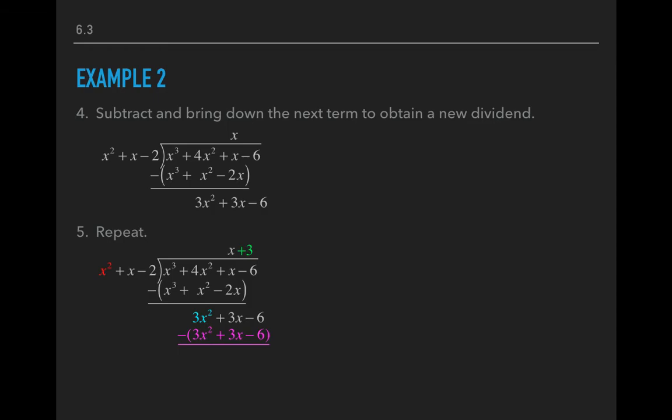3 minus 3 is 0. 3 minus 3 is 0. And -6 minus -6 is 0. So there you have it. That divides evenly. There is no remainder. And that actually means something kind of important for us. We are going to go to the next page and take an important note down.